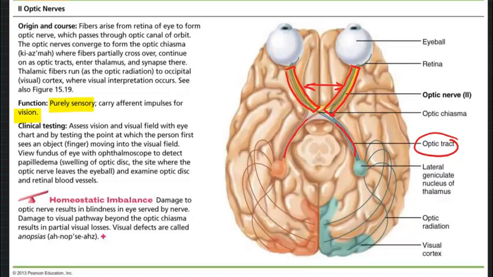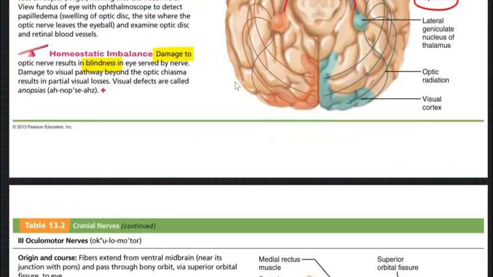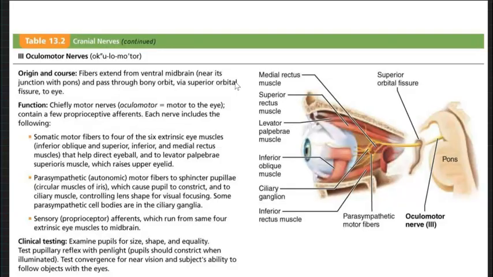So vision is the function. Damage results in blindness. That's pretty straightforward, right? Testing: assessing vision and visual field. Yeah, that's it. Not rocket science. Oculomotor nerve. By the name, you can presume that it's a little bit more complicated.